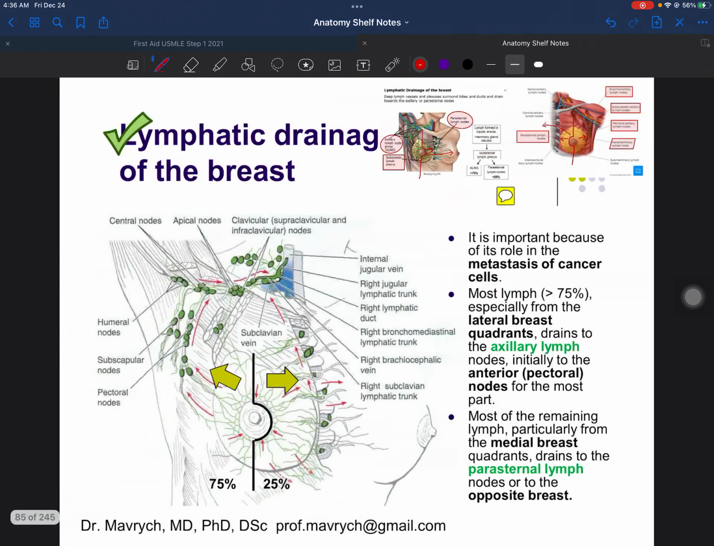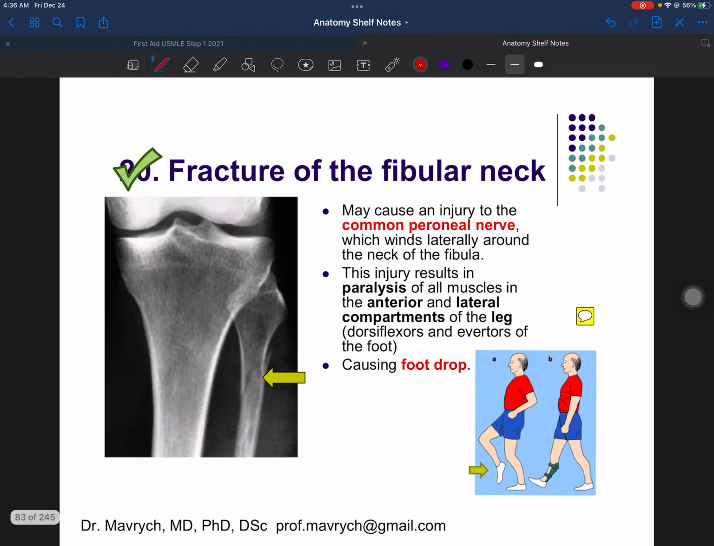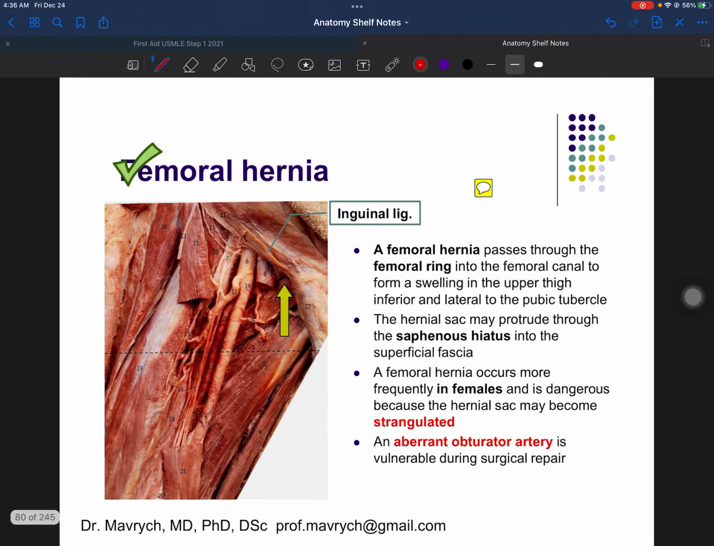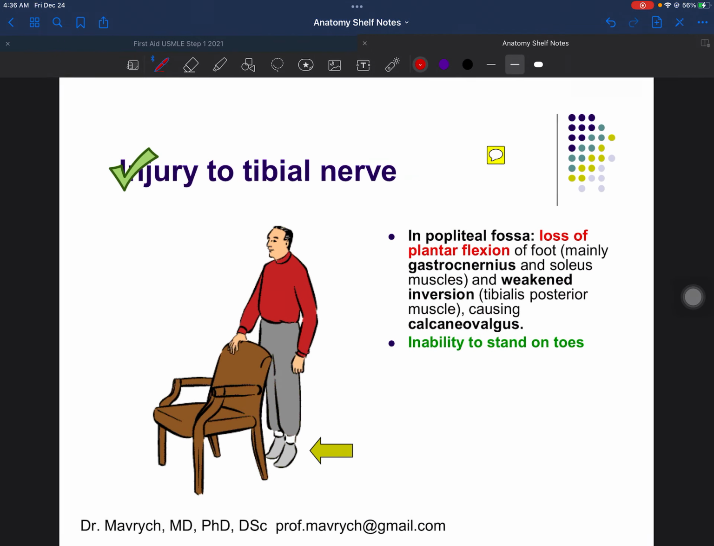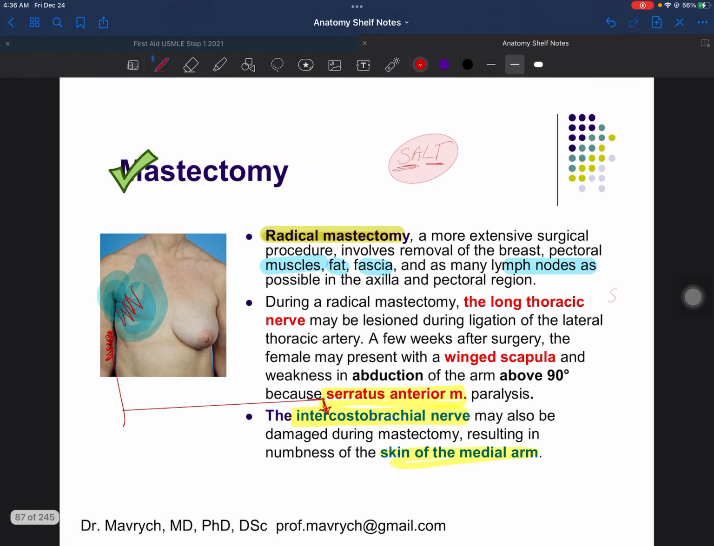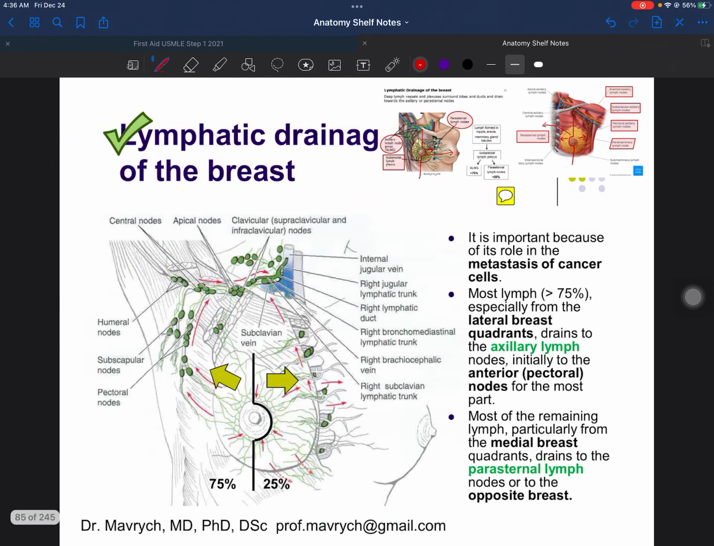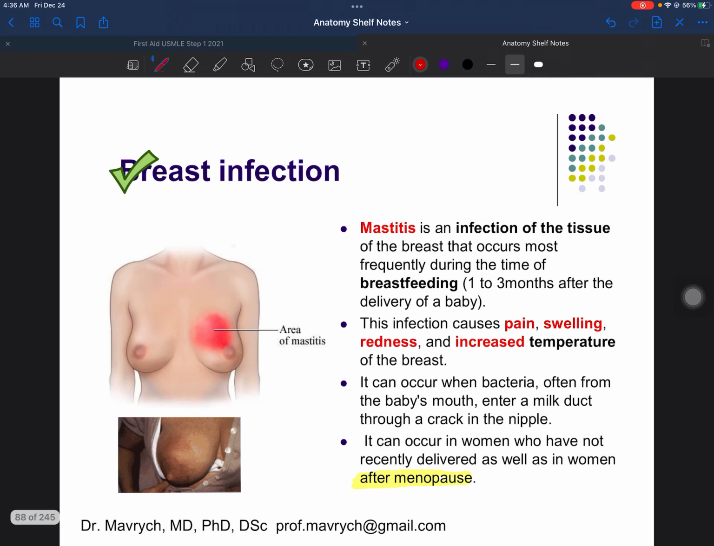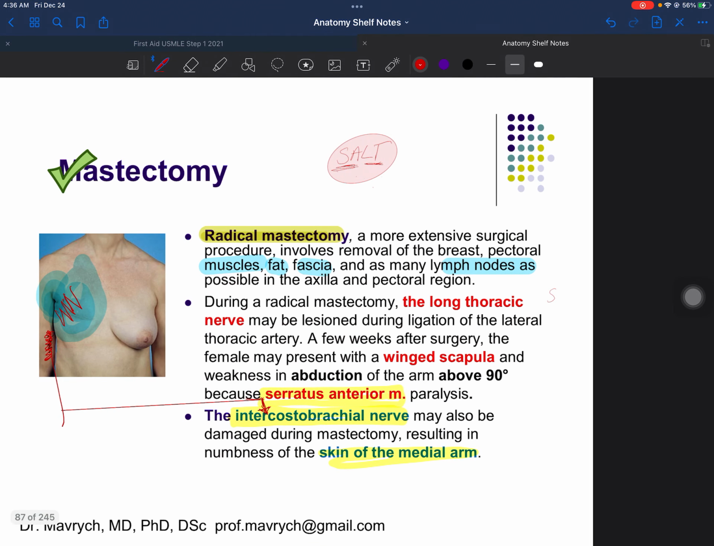So where is the winging of the scapula? I think I saw it somewhere here. Oh, I'm not going to go there because I'm going in the wrong direction. So I'm going to have to remember this one. Okay, so we're done with that one.